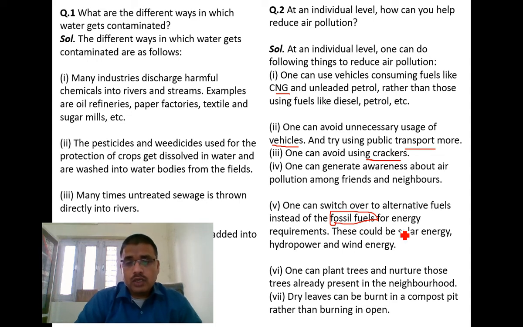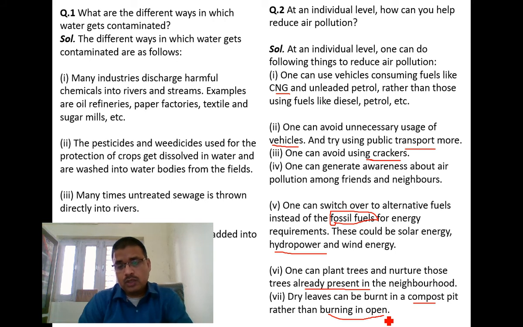One can plant trees and nurture those trees already present in the neighborhood. Dry leaves should be composed in a compost pit, not burnt in an open place.